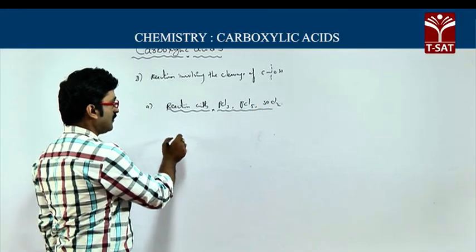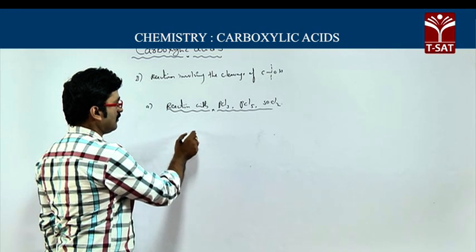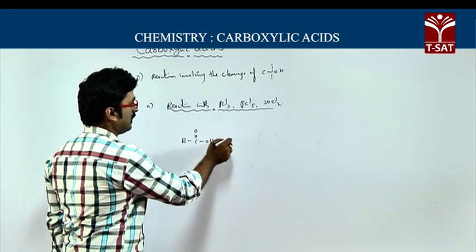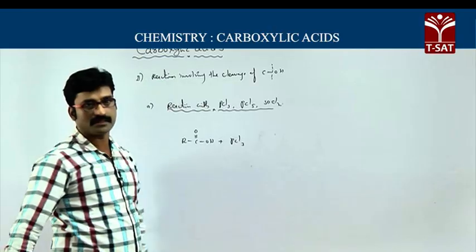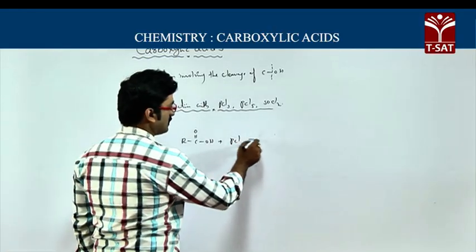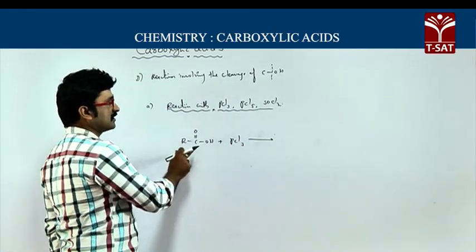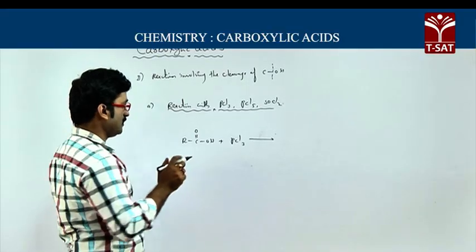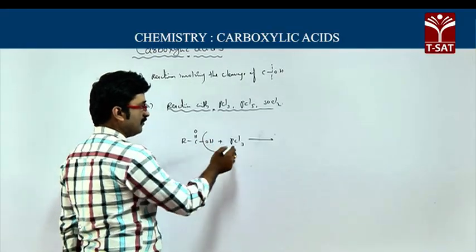When carboxylic acids, C double bond O, OH, react with PCl3, phosphorus trichloride, in this case just now I said from carboxylic acids you have to remove the OH group. You remove this OH by chlorine.